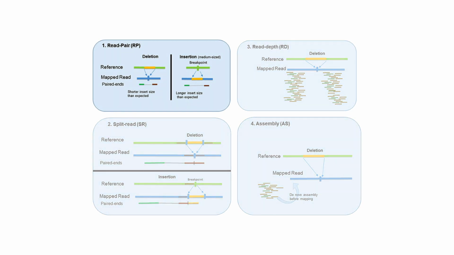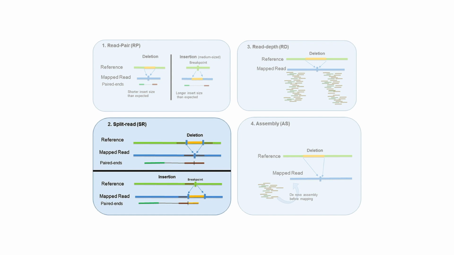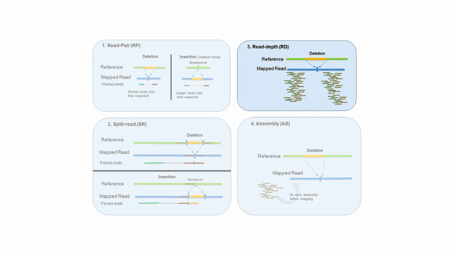First, read pair compares the average insert size between the actual sequenced read pairs with the expected size based on the reference genome. Second, split read: reads from paired-end sequencing where only one read of the pair has a reliable mapping and the other one either completely or partially fails to map to the genome. Read depth. This one is based on the hypothesis that there is a correlation between depth of coverage of a genomic region and the copy number of the region.